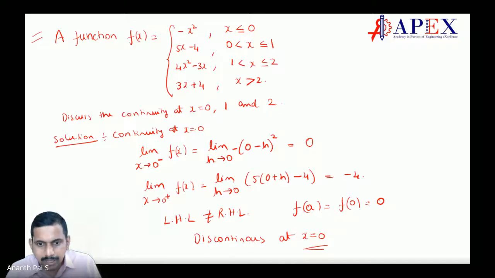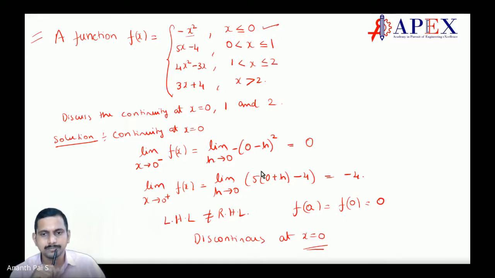Sir, in the left hand and right hand limit, we have taken different f of x. Why have we taken different ones? Because it is given differently. When x is less than or equal to 0, we have to take this as the function. When it is from 0 to 1, we have to take this as the function. Got it? Yes, that is the reason. Now check the second one: continuity at x is equal to 1. Check it out.